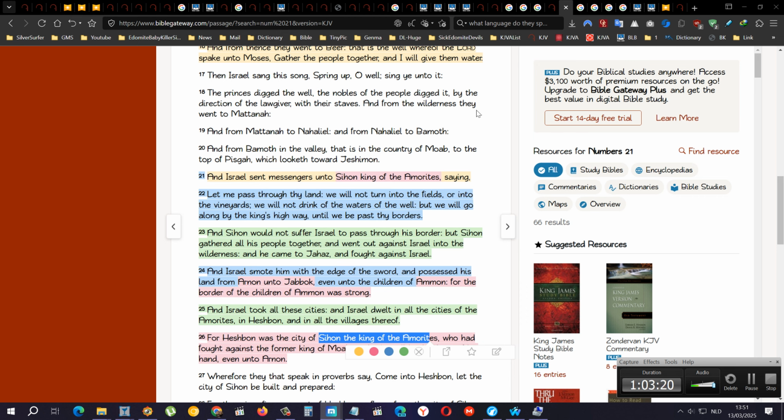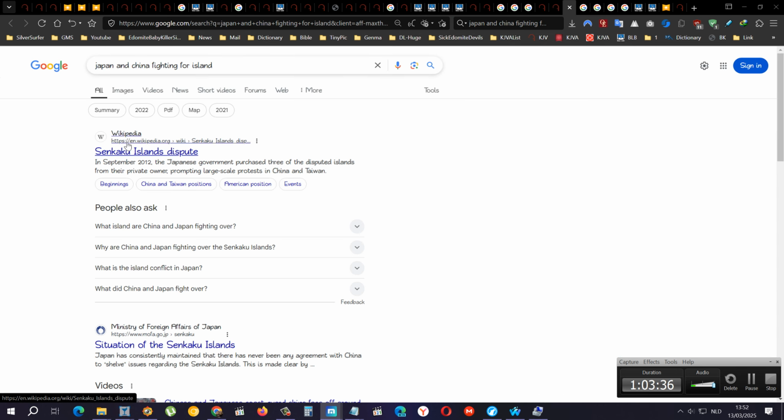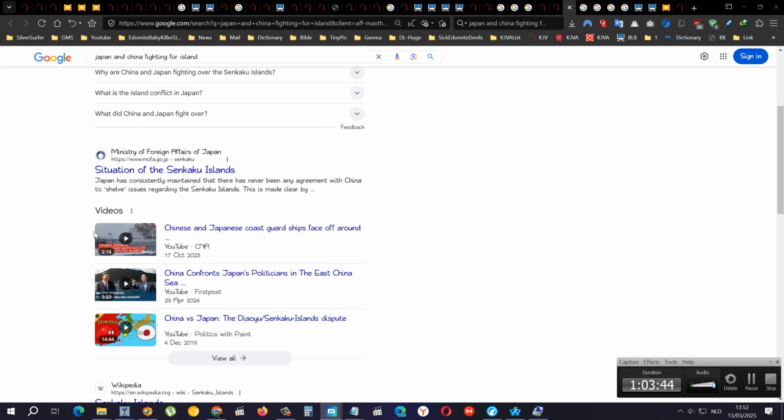But you know, for example, until this day you have Japan and China fighting for the Senkaku Islands dispute. The Senkaku Islands dispute. This was in 2023, 2024, 2019. They've been fighting for a few years now. They've been fighting for longer than that, by the way, a few decades actually.